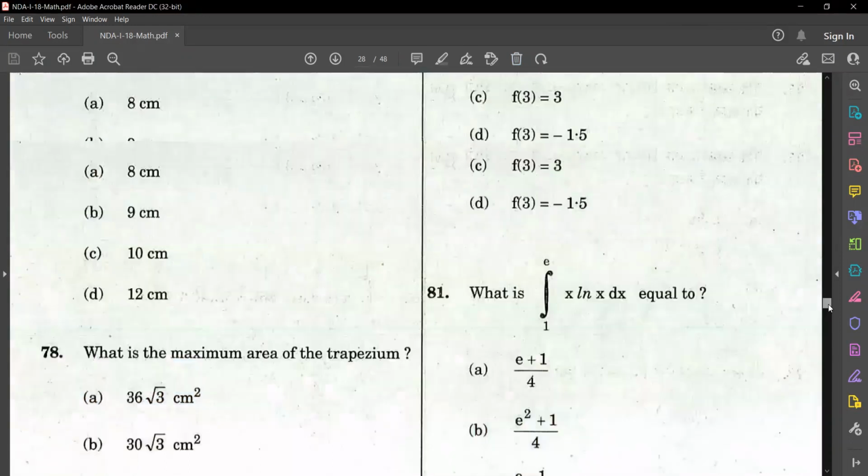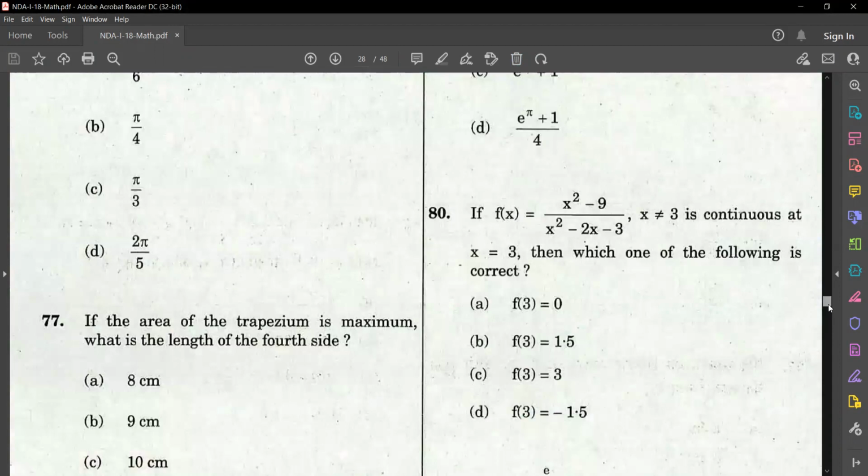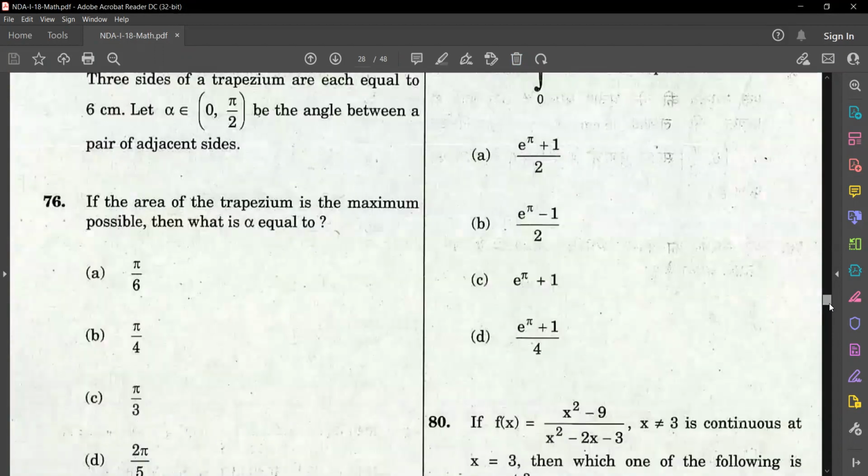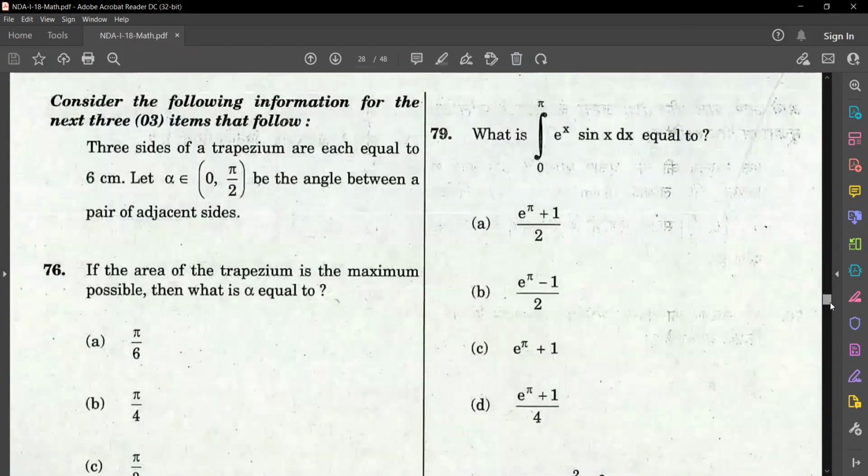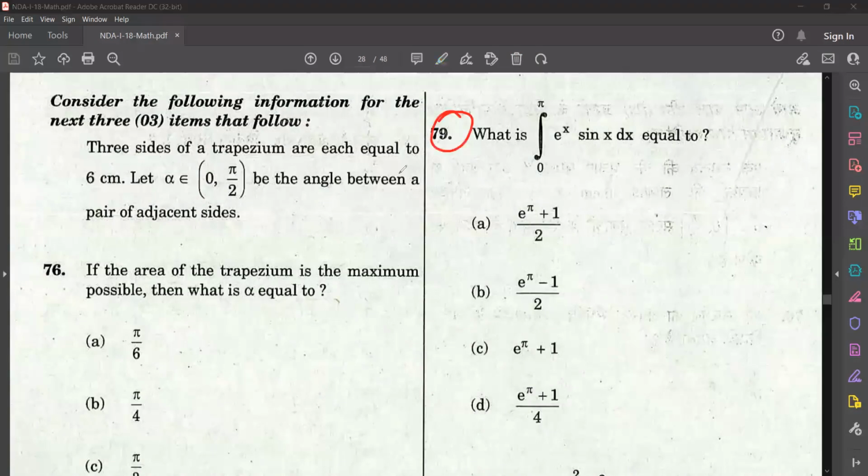Okay, so all of you see the question number 79. That is a question from integration. All of you read the question. What is integral 0 to pi e raised to x sin x dx equal to? Try, all of you.